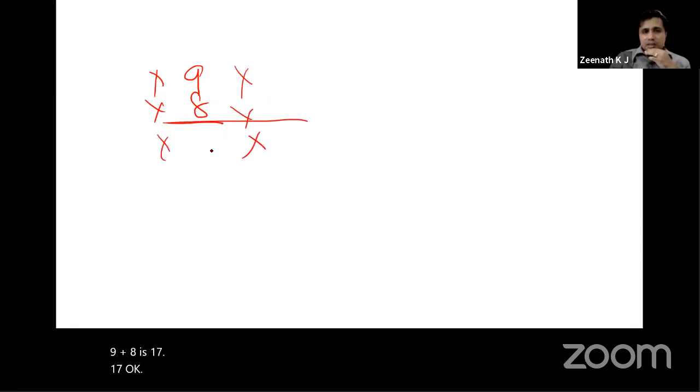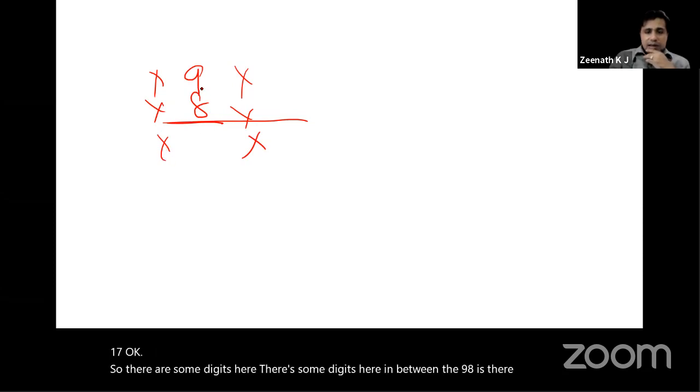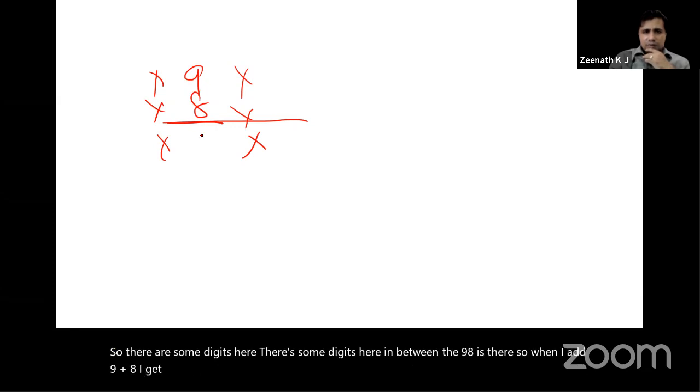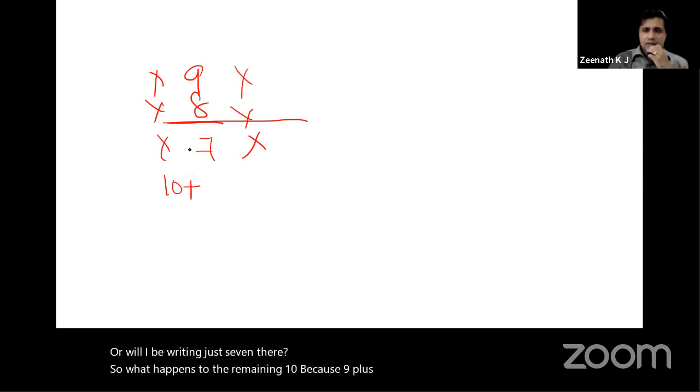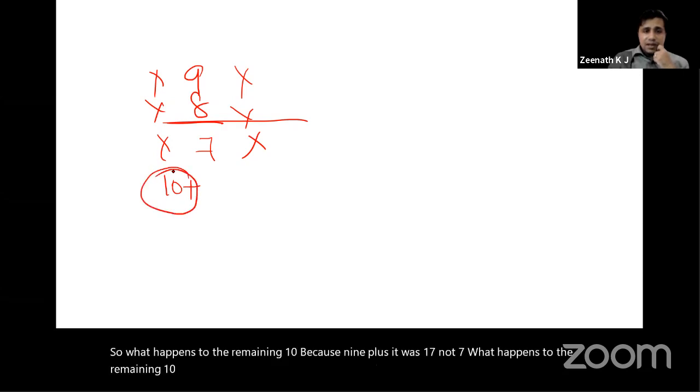So there are some digits here. There are some digits here. In between, the 9, 8 is there. So when I add 9 plus 8, I get 17. But in between, will I be writing 17, or will I be writing just 7 there? So what happens to the remaining 10? Because 9 plus 8 was 17, not 7. What happens to the remaining 10? That remaining 10 becomes the carry 1 to the next digit.